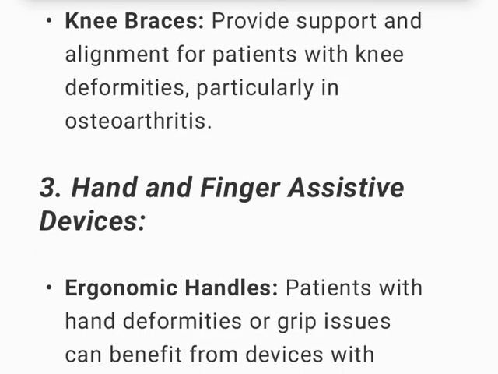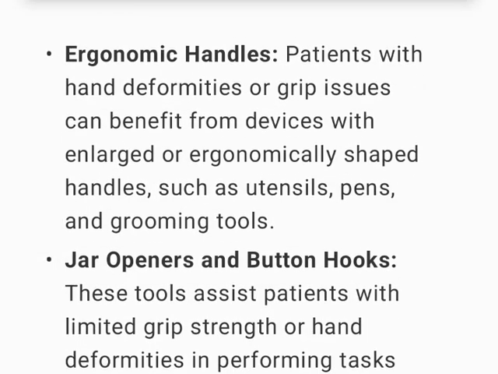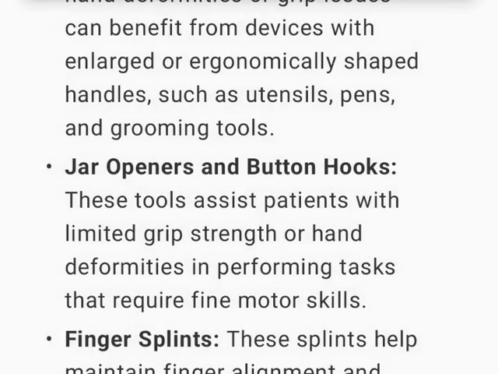Knee braces provide support and alignment for patients with knee deformities, particularly in osteoarthritis. 3. Hand and finger assistive devices. Ergonomic handles. Patients with hand deformities or grip issues can benefit from devices with enlarged or ergonomically shaped handles, such as utensils, pens, and grooming tools.